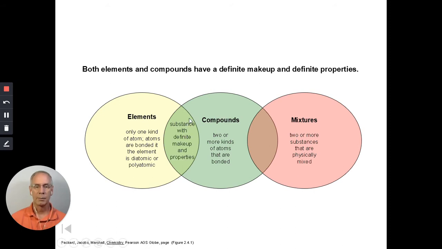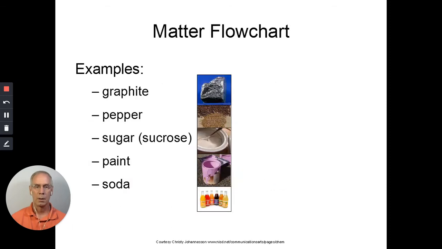And then elements and compounds have a definite makeup and properties because they always have the same composition. And mixtures and compounds have 2 or more different materials combined. So that's how we could look at these element, compound, and mixture with our little Venn diagrams. All right, let's practice identifying substances as elements, compounds, or mixtures.